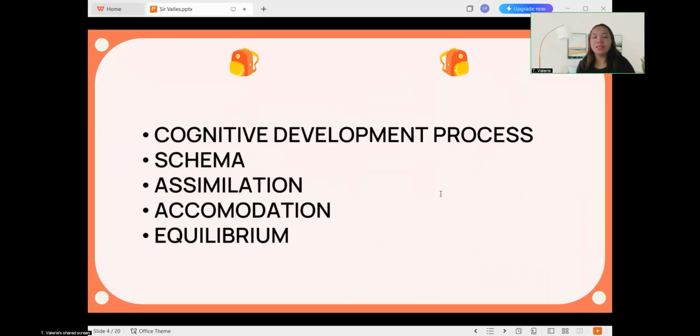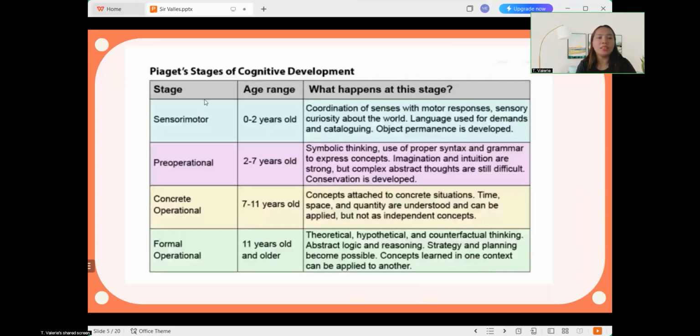Okay? Now let's have equilibrium or equilibration. It is the process of balancing, from the word equal. A process of balancing existing schemas with new experiences, leading to cognitive growth. Now, let's go to the stages of cognitive development. Let's have the first stage.